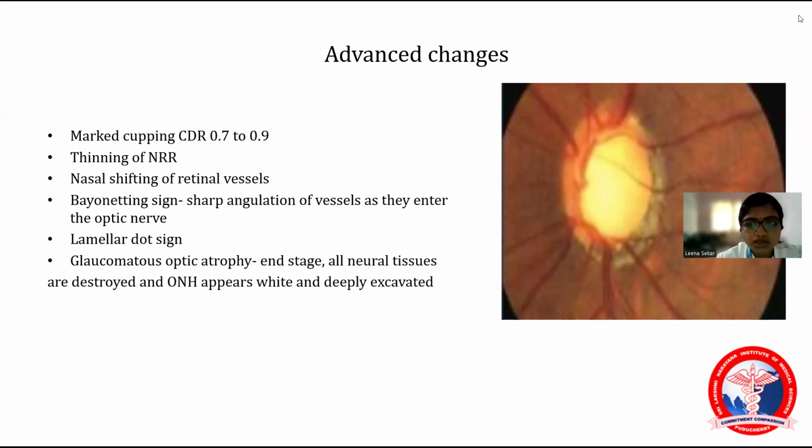Next is the lamina dot sign, where we can see some pores in the optic nerve. Due to the thinning of the neuroretinal rim and ganglion cell loss, we can see some black dots, which indicates pores. That is the lamina dot sign. Next one is the glaucomatous optic atrophy. It is the end stage where all the neural tissues will be destroyed and the optic nerve head will appear white and deeply excavated.